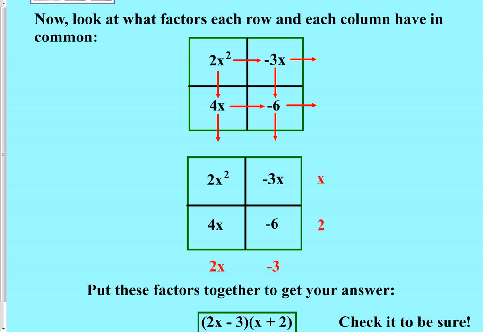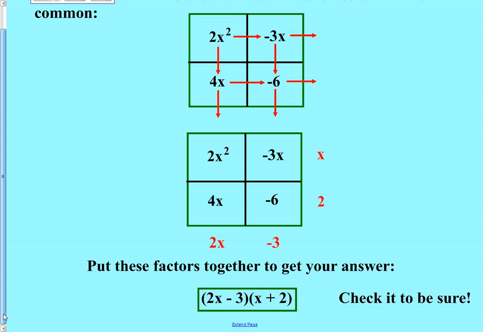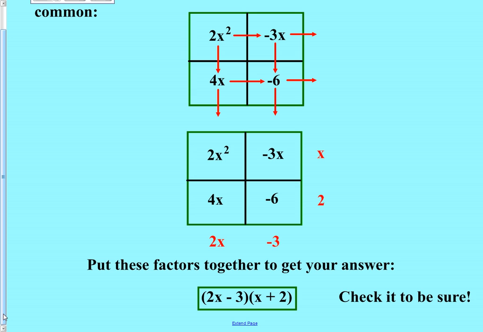Now you notice that some of these values are positive and some of them are negative. Okay, and this basically has to do with the lead term of each row and the lead term of each column. If your lead term is a positive number, then your factor will be positive. If your lead term is a negative, then your factor will be negative. Now, if you take the results from that factorization, coming across the rows, we found an x and a positive 2. We're going to put those in a binomial together as x plus 2. Coming down the columns, we found a 2x and a negative 3. We'll put them in a binomial together, 2x minus 3, and that is how the trinomial factors.